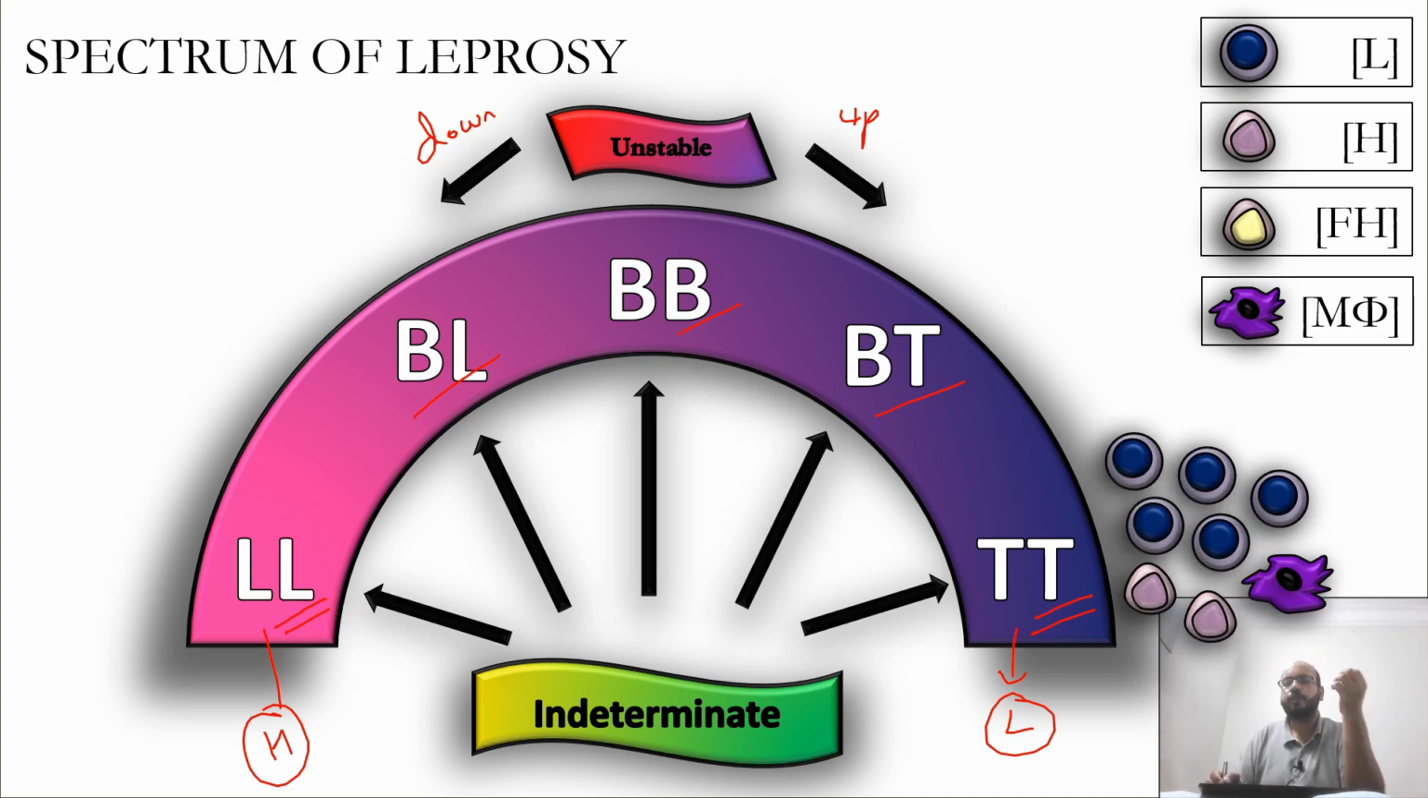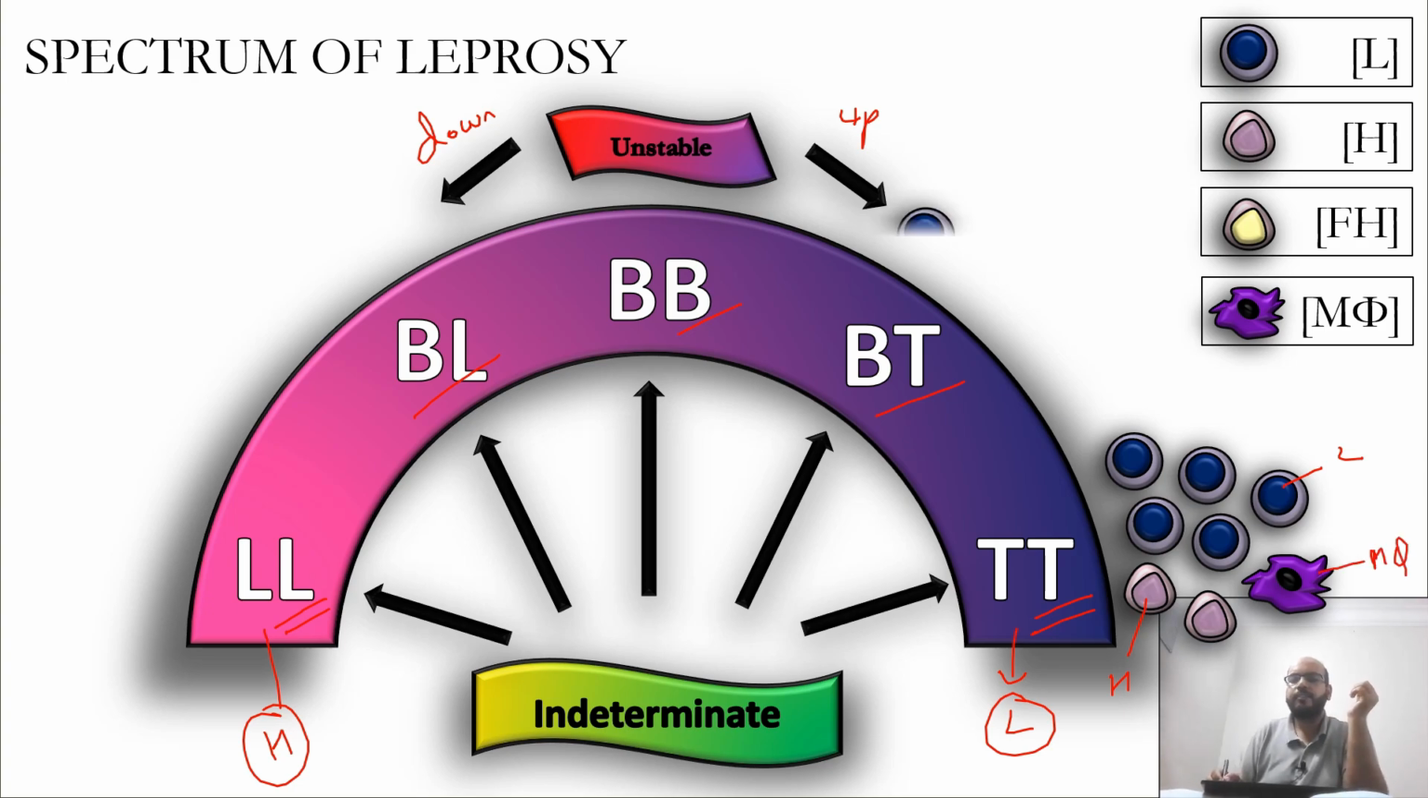So in the tuberculoid pole, you have majorly lymphocytes. So you have a lot of lymphocytes. These are lymphocytes. A few histiocytes are there. These are actually macrophages which have modified themselves so that they can stay there in the tissue and control the bacillary multiplication, control the leprae multiplication. And we have few macrophages which have just reached there.